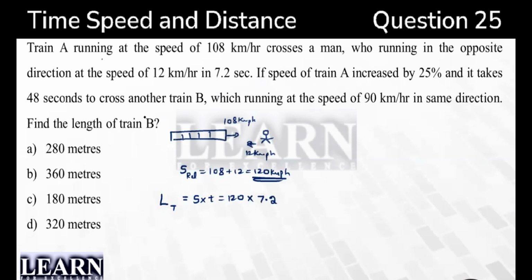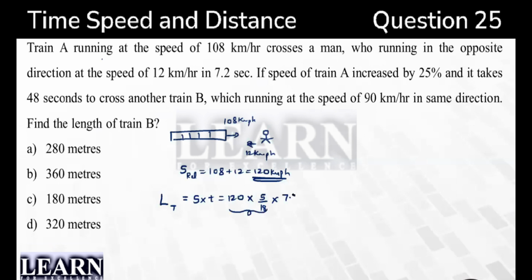Now first you have to check what they are asking, what the length is in meters. So it's better you convert this kilometer per hour into meter per second. Because if you take it in meter per second, you will get the answer with respect to the second itself, 7.2. So I'll convert it into meter per second. So 120, yes, in order to convert kilometer per hour to meter per second, I have to multiply with 5 by 18.